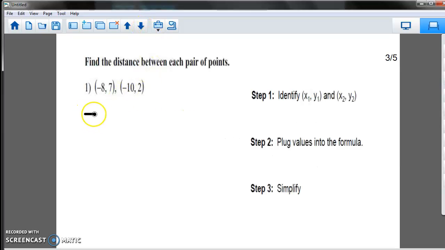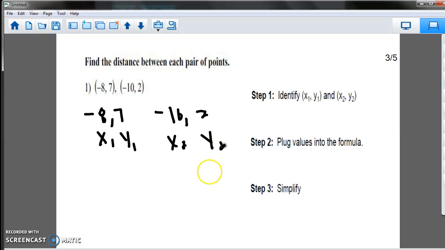The first thing that we're going to do is look at the point (-8, 7), and I'm going to call this x1 and that one y1. (-10, 2) is going to be x2, and that's y2. The reason why we put 2's after this is that this is the second ordered pair.